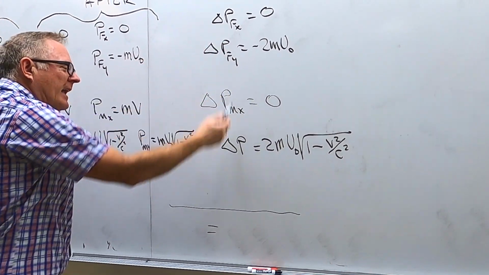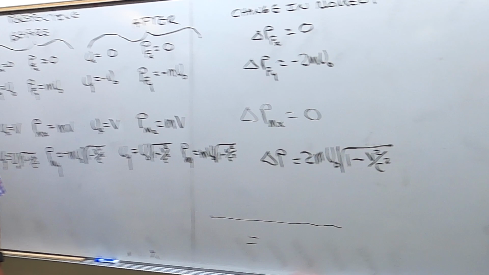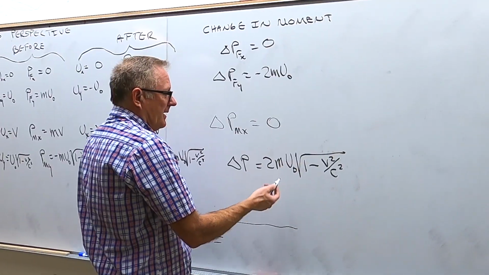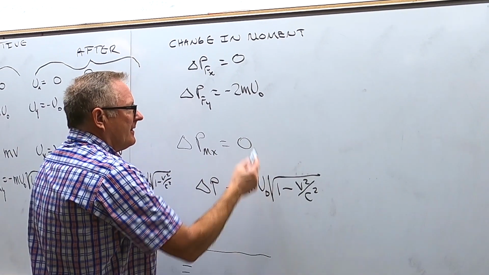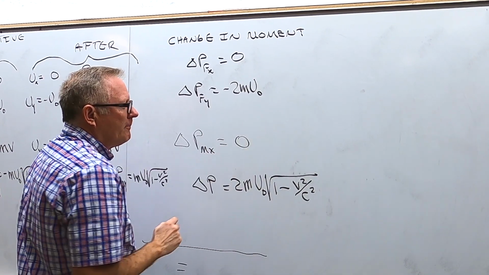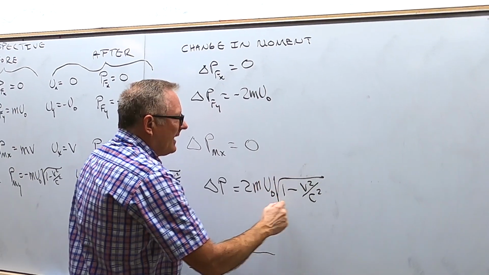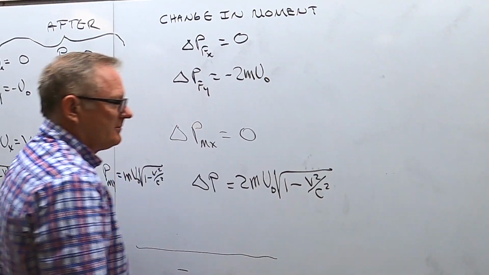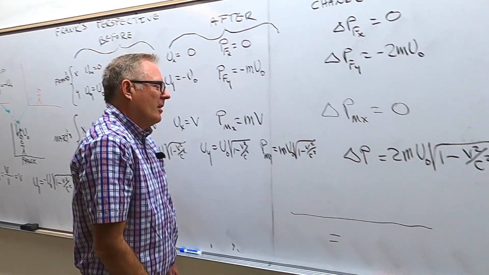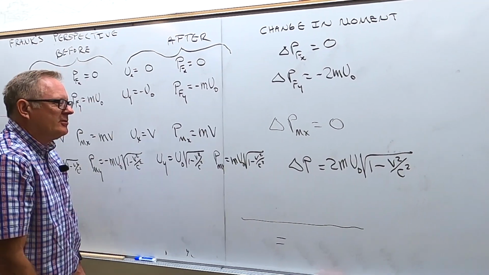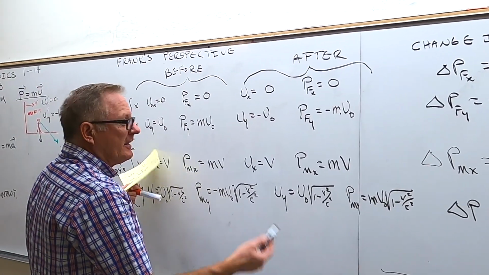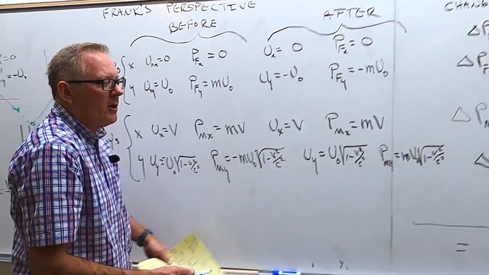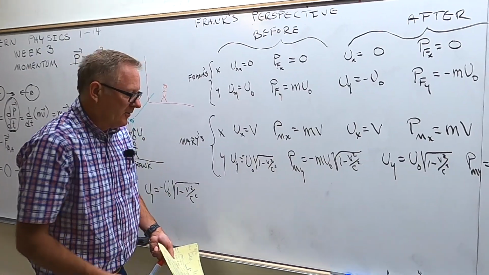Okay, so now if we add these up, do we get 0? And you can see right now that we don't get 0 because this is just minus 2mu naught. This is not a minus 1. If this were minus 1, then they'd be equal, but this is not minus 1 right there. So it looks like momentum is not conserved in Frank's frame. And if it's not conserved in Frank's frame, it's probably not going to be conserved in Mary's frame either.